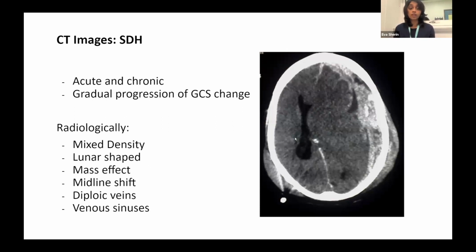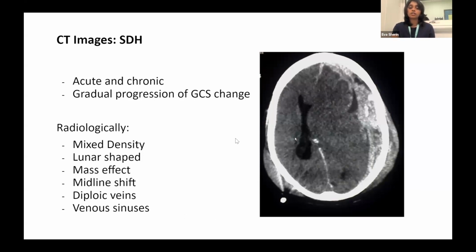And when it's in old people, especially the chronic type, there's a gradual progression of the GCS change. So they'll be quite normal. They won't have any trauma, they won't have any falls, they won't have any symptoms or any history of anything dramatic happening in their life. But then suddenly, one day they'll be drowsy, next day they might develop a weakness. So it's more of a gradual progression in the GCS or neurological deficit that kicks in.